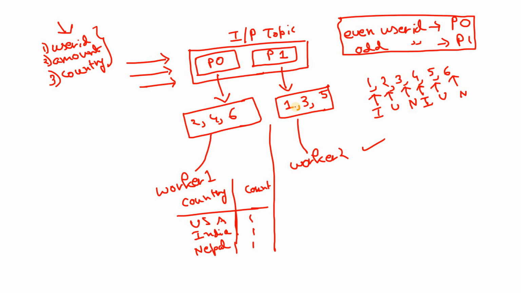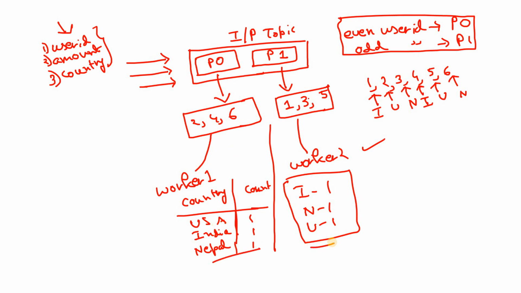What about worker 2? Transaction 1 is from India, so India 1. Then 3 is from Nepal, so Nepal 1, and then 5 is from USA, so USA 1. So worker 2 will print this data after aggregating based on country. Now you see the problem.